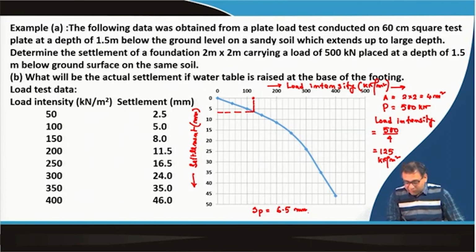So, the settlement of the plate is 6.5 millimeter corresponding to a load intensity of 125 kilonewton per meter square. But that is the settlement of the plate, and we have to convert it to the settlement of the real foundation. So, how to convert that? That conversion technique I have given. So, it is on the clay soil.